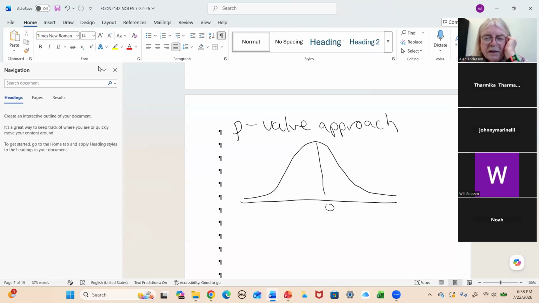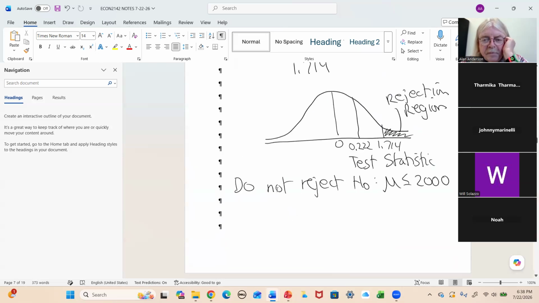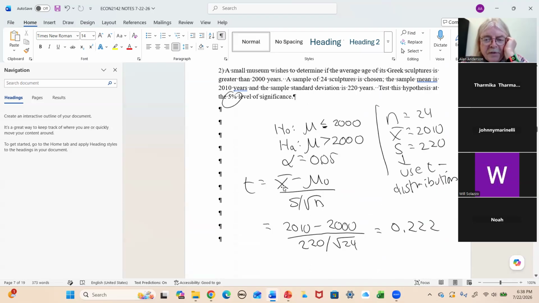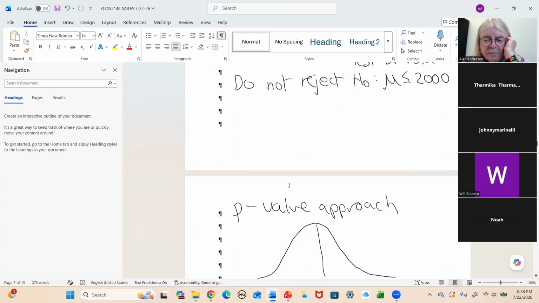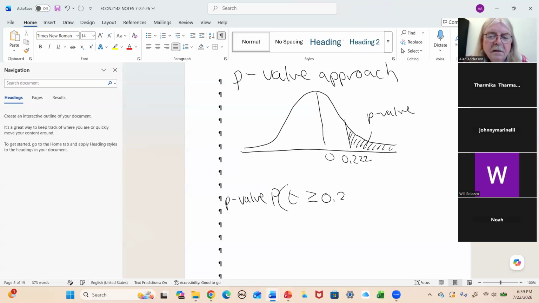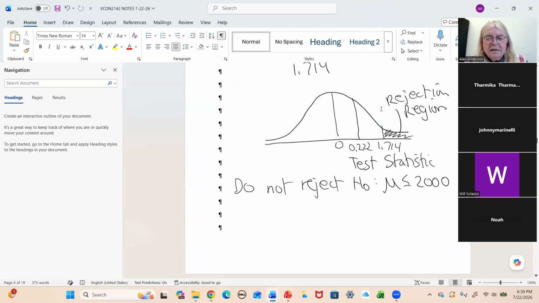So remember, the test statistic is, I mean, it's 0.222, and it is a right tail test. So for that, we're going to calculate, and so we know how to do that.